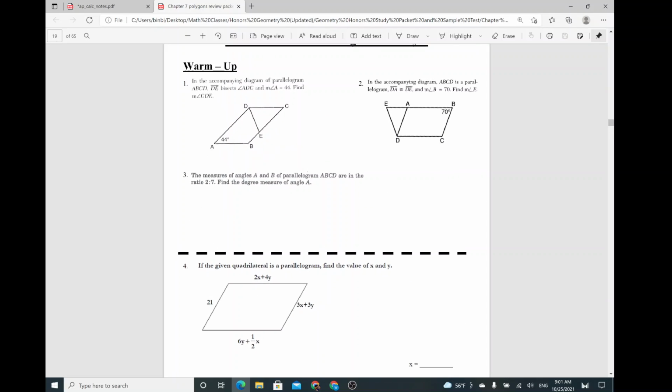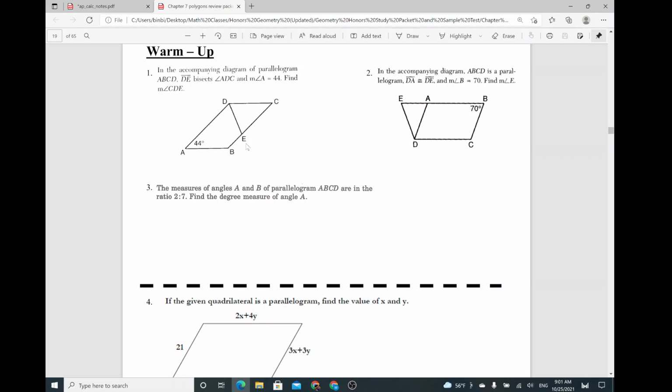So let's start out with some of the warm-up problems here. Some of those are pretty basic. You guys can just find out what those are, the missing angle. But let's do the one with the ratio. The measure of angles A and B of a parallelogram ABCD. Okay, so draw the parallelogram first. Okay, so this one, ABCD.